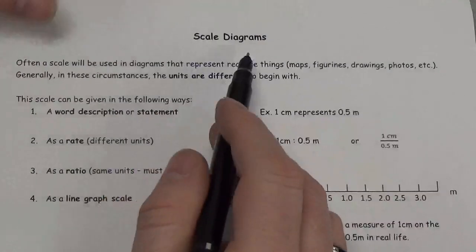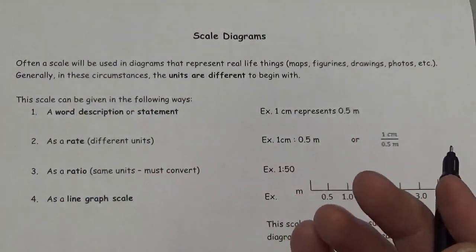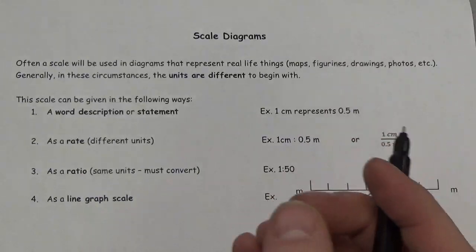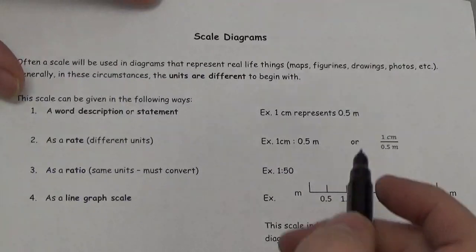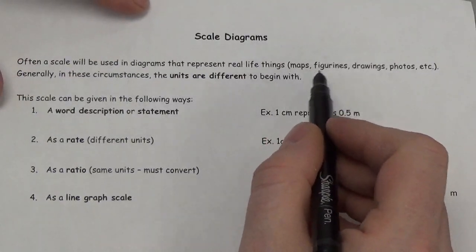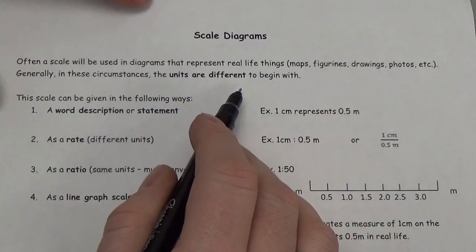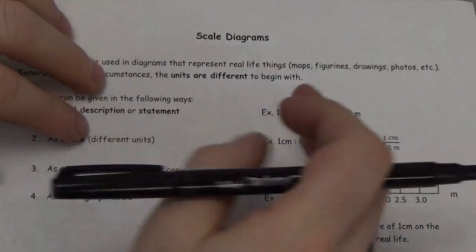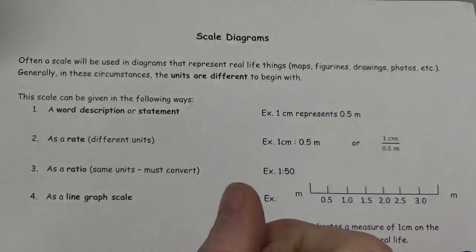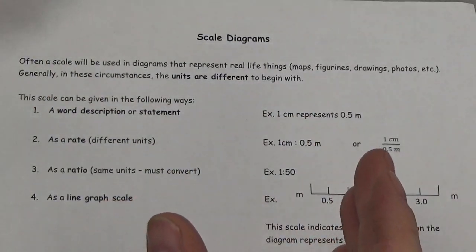Okay, now we're going to look at scale diagrams. Like it says here, often a scale will be used in diagrams that represent real-life things. Like you look at a book or online, and you'll get a picture, let's say, of an insect, but it'll give you a scale because usually those are blown up quite a bit. So things like maps, figurines, drawings, and whatever. Generally, in these circumstances, the units are different to begin with. So oftentimes you'll see scales where a centimeter here will refer to kilometers on the map, or a centimeter here is going to refer to micrometers or whatever the scale happens to be.